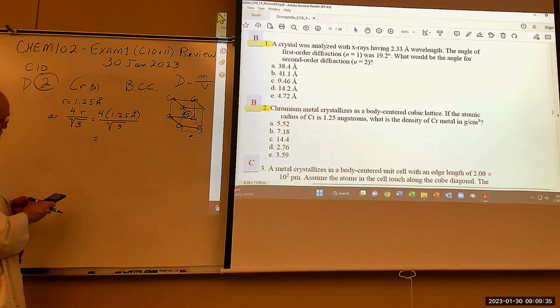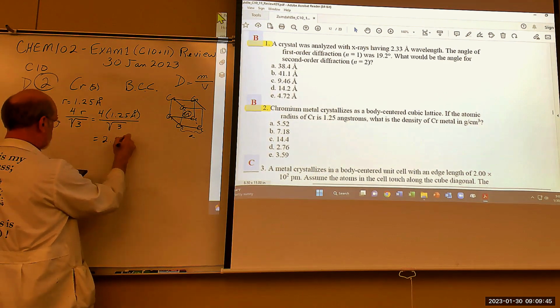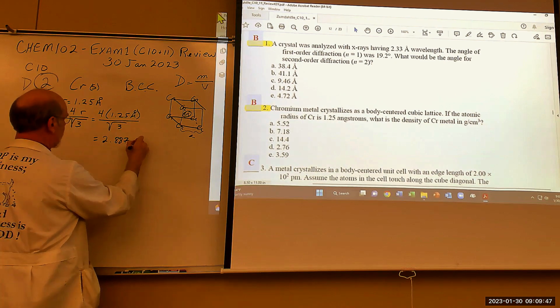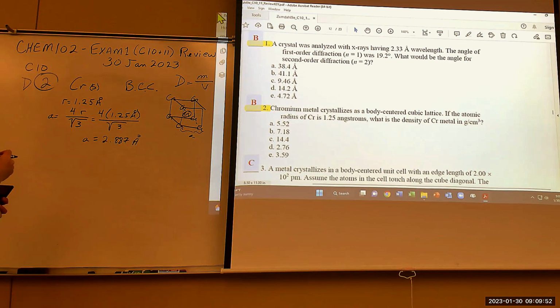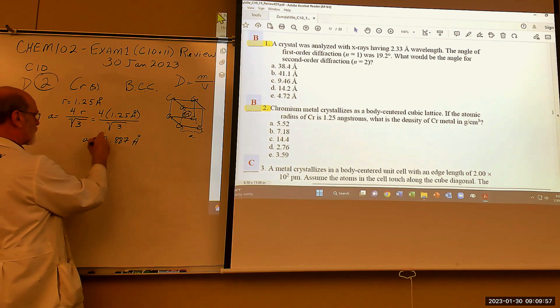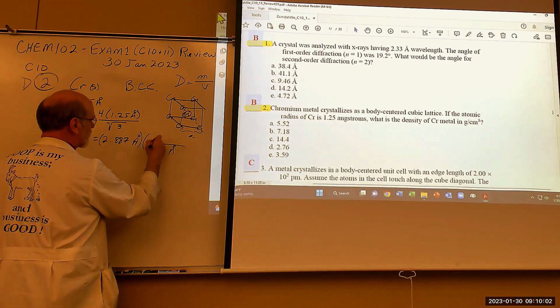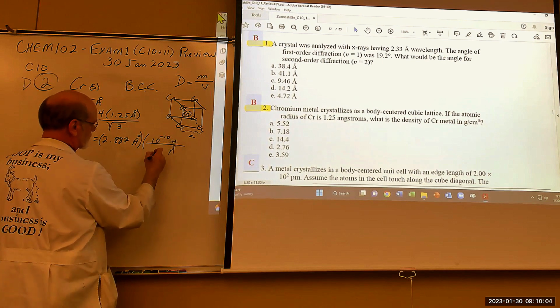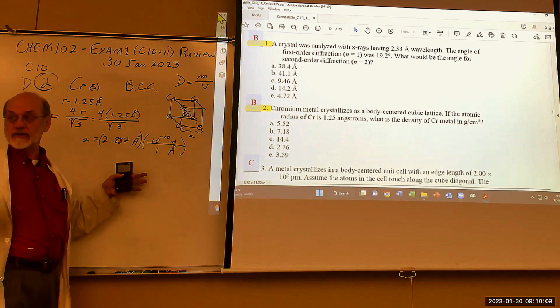So 4 enter 1.25 times 3 square root, divide that into it. So I get 2.887 angstroms is equal to the side of that cube. Okay. So how many cubic centimeters is that? Well, we have to know what the conversion is. I just told you that an angstrom is 10 to the minus 10th meters. Right, 1 angstrom is that. That's not centimeters.